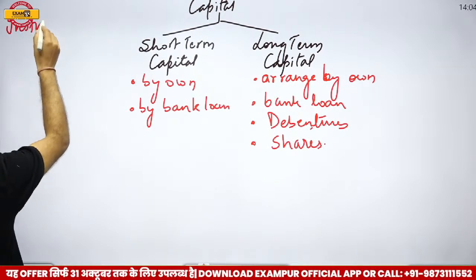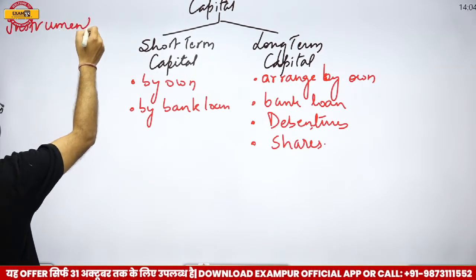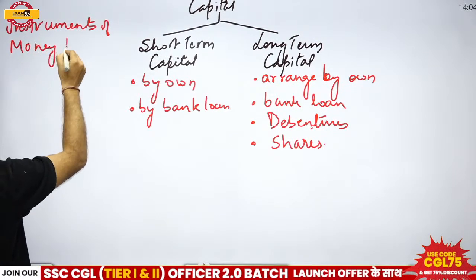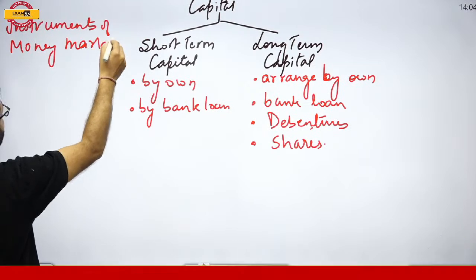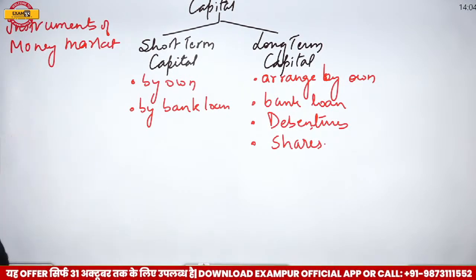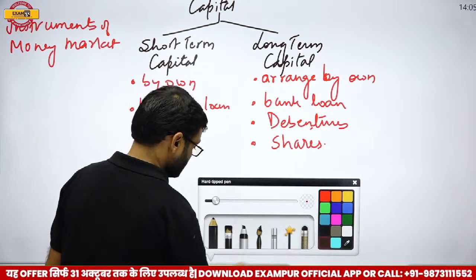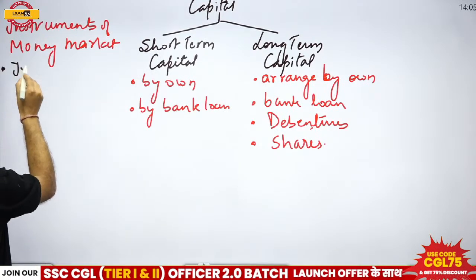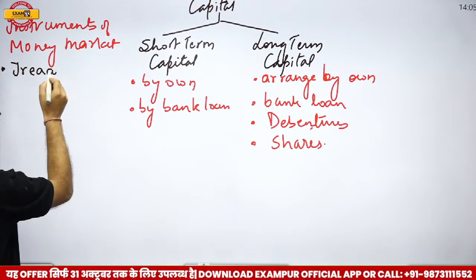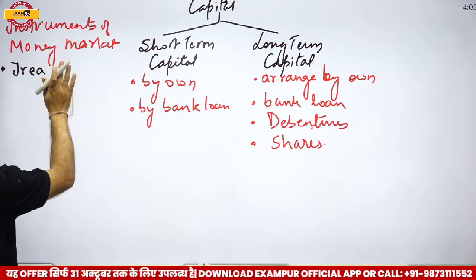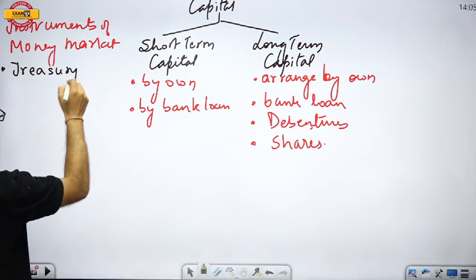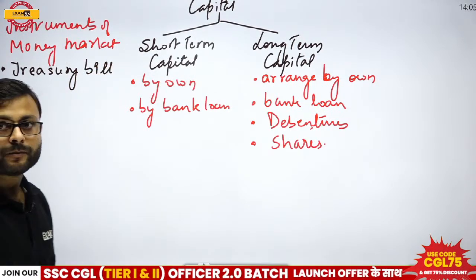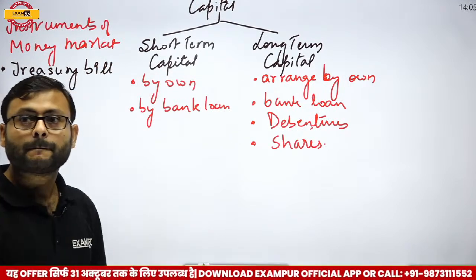So there are several instruments of money market available from where you can arrange short term capital requirement. What are they? The first one is treasury bill. By issuing the treasury bills, the government of India can arrange short term money from the market.